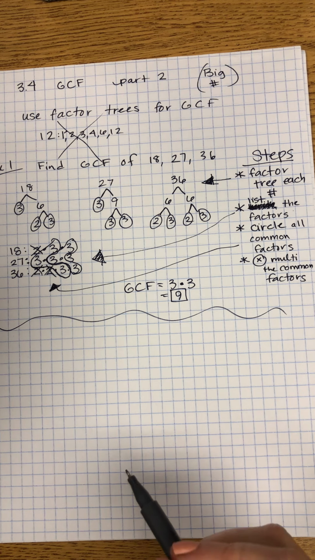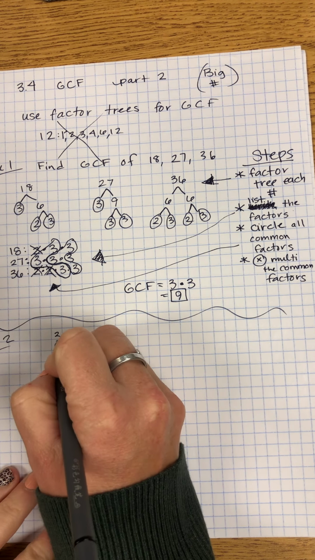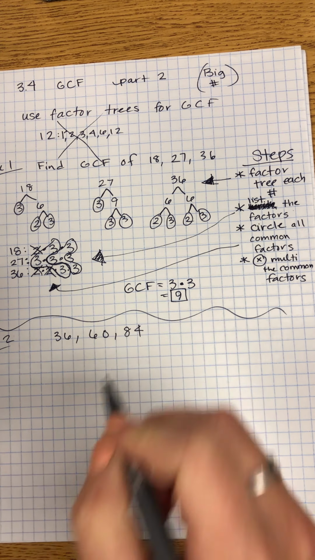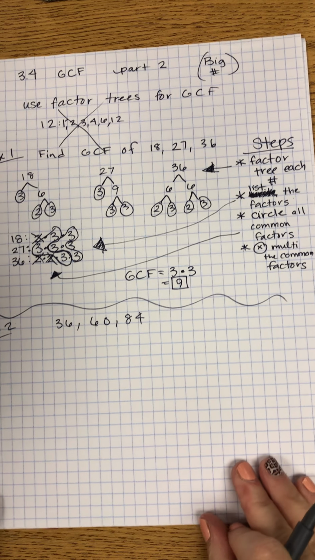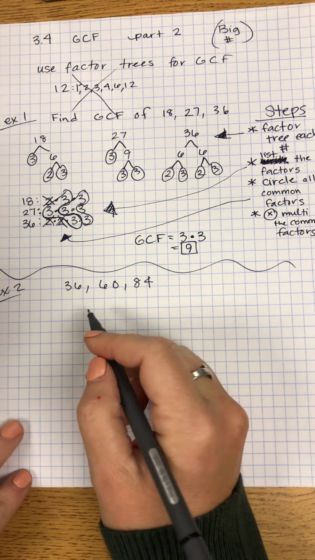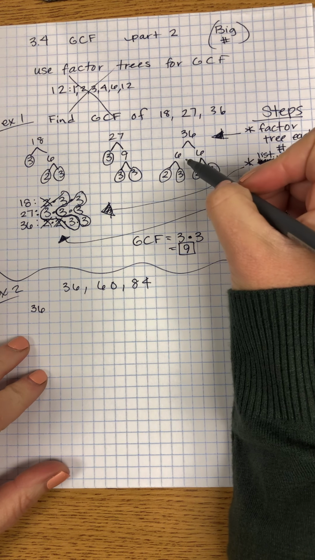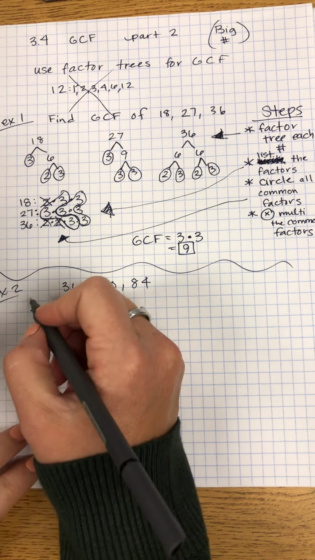Let's do another one. Let's do 36, 60, and 84. Big numbers. I don't know all the factors of 84. Okay? For this second example, I can start with 36. The last time we did 36, we did 6 and 6. So let's pick 2 numbers different from 6 times 6 that go into 36. 12 and 3.